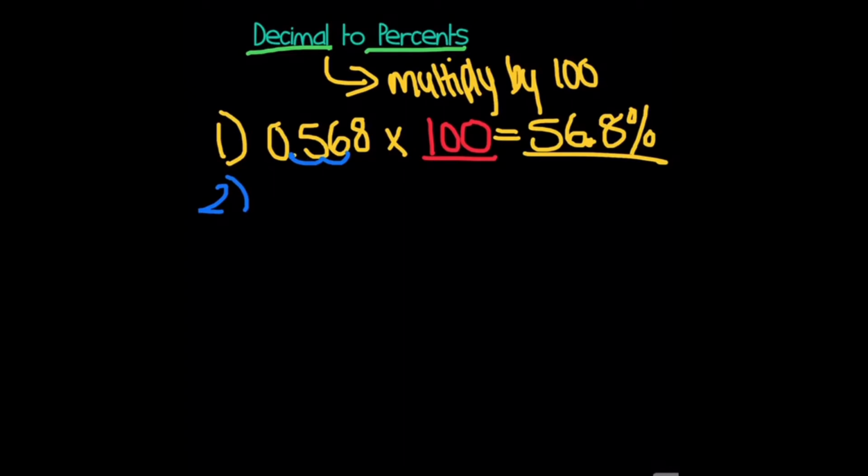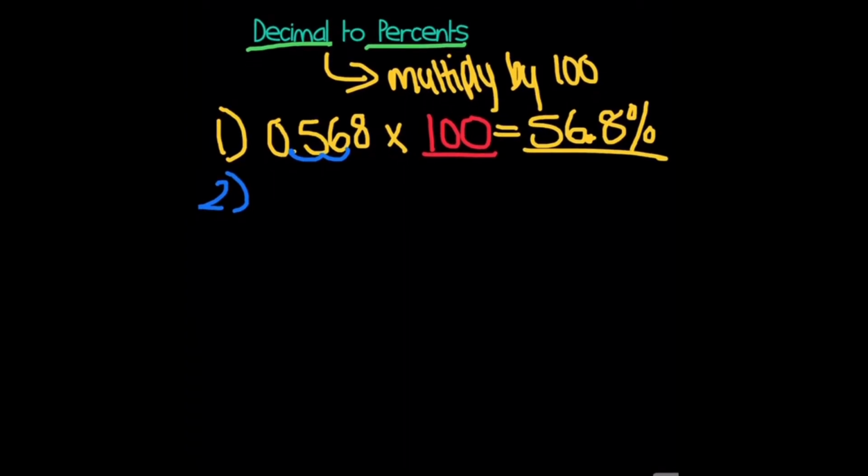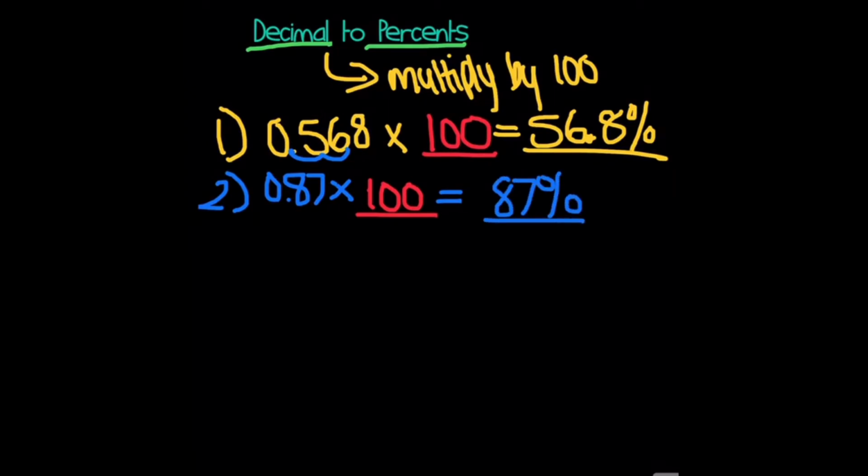Second example, 0.87 times 100 equals 87%. So here we got rid of all the decimals. Right, 1, 2 to the right.